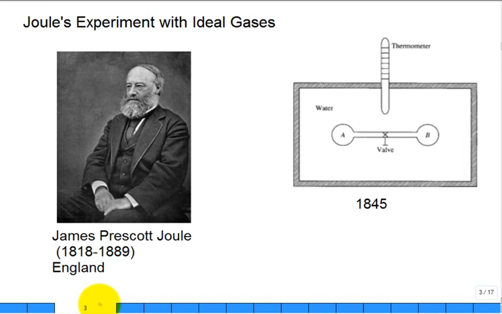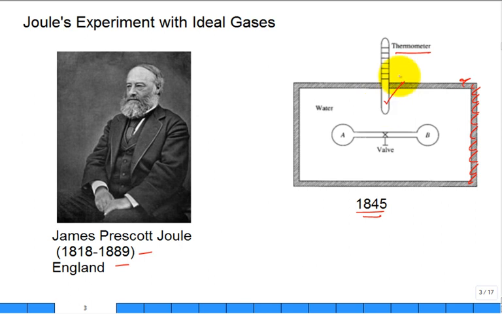This man, James Prescott Joule, who lived in England in these years, did a number of experiments with ideal gases. In 1845, around that time, he reported some experimental results. It's not that complicated to explain, so let me try and explain it to you. He had a well-insulated water bath, and he could measure the temperature of that water bath very accurately.